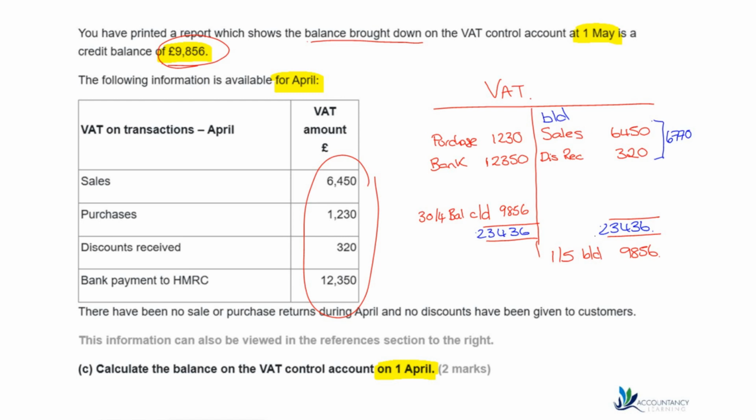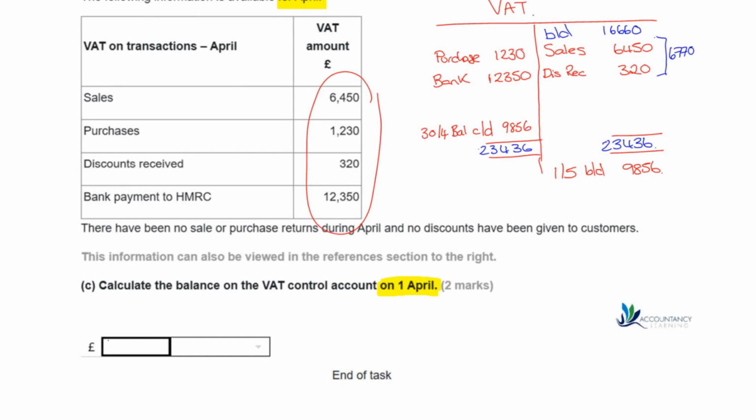So we're going to work out the 23,436 less the 6,770 to give us a brought down balance of 16,660. So we can put that in here, and it was a credit. And that completes task 1.